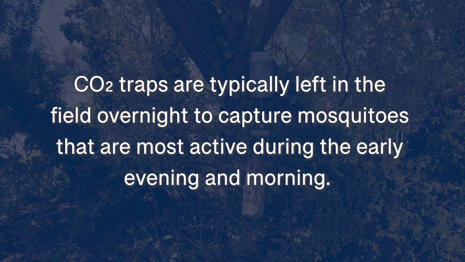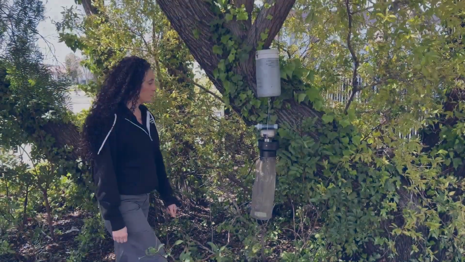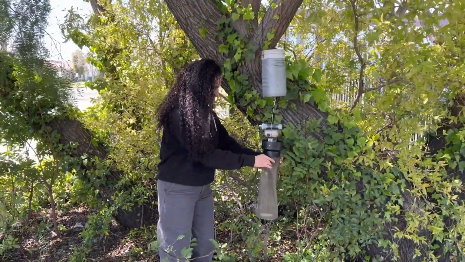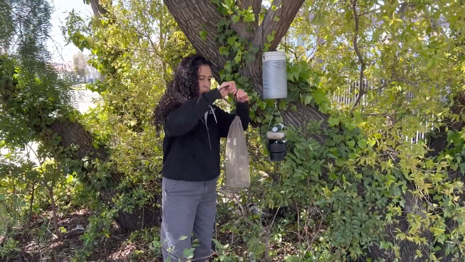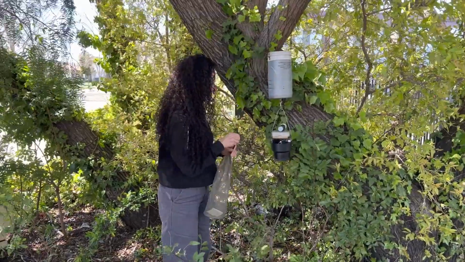CO2 traps are typically left in the field overnight to capture mosquitoes that are most active during the early evening and morning. Return to the trap site the next day and gently tap the net to ensure any mosquitoes that may be resting at the top are dislodged. Quickly draw down on the net while pulling the cinch cord tight to trap the mosquitoes.